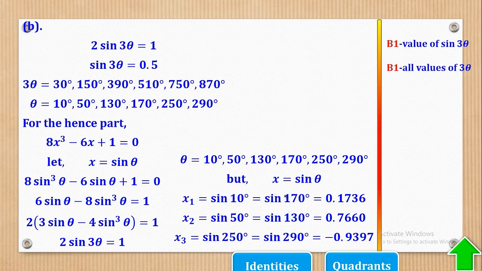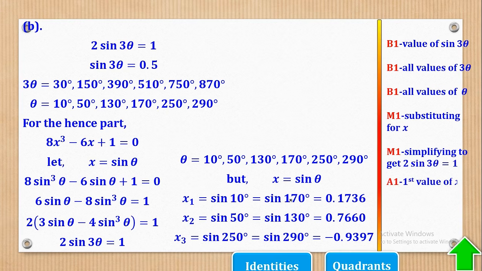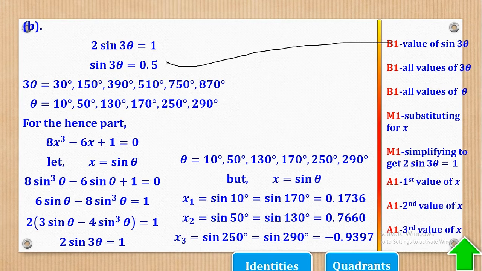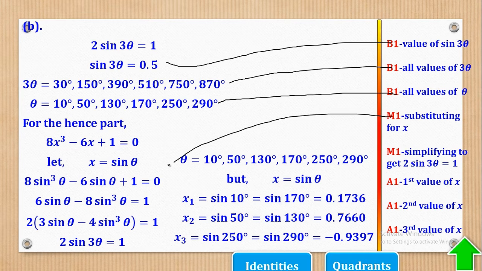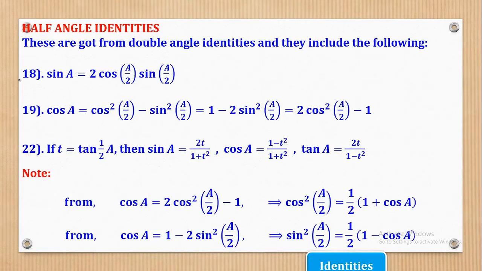Now let's see how much can be awarded. So B1 for value of sine 3 theta, then B1 for value of 3 theta, all values, then this one all values of theta, M1 for substituting for x, and M1 for simplifying to get this, then A1 for the first value of x, A1 for the second value, A1 for the third value. So that has been the double angle.